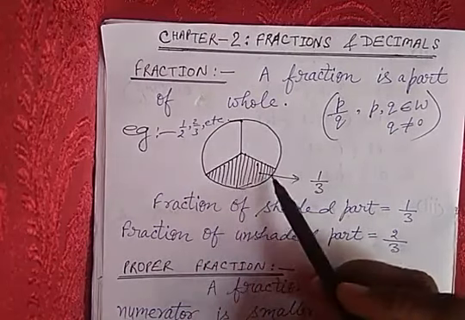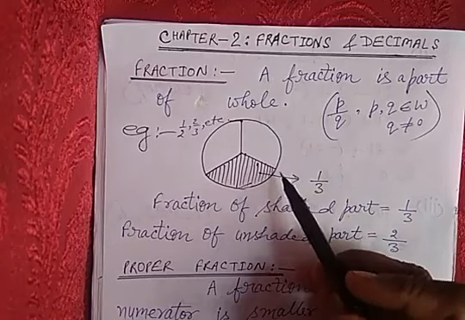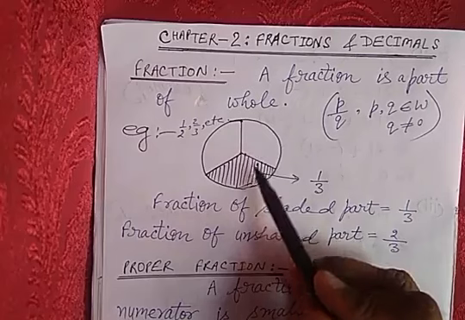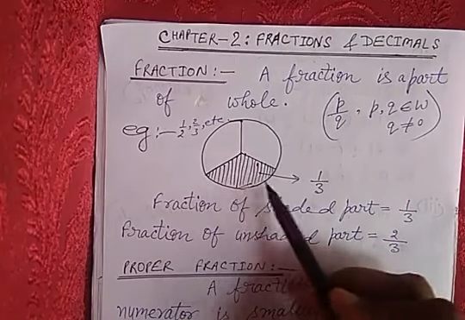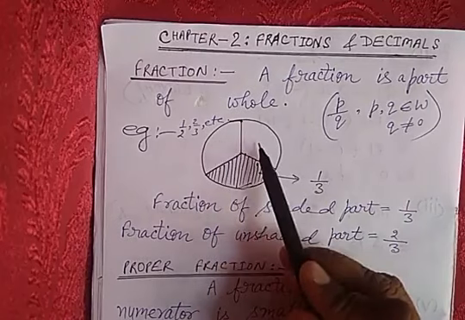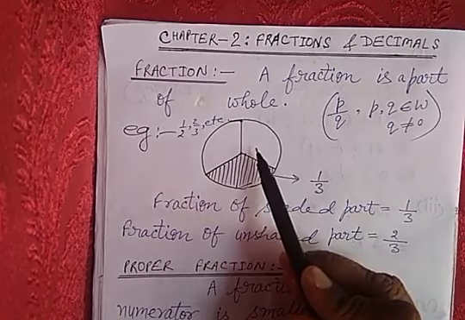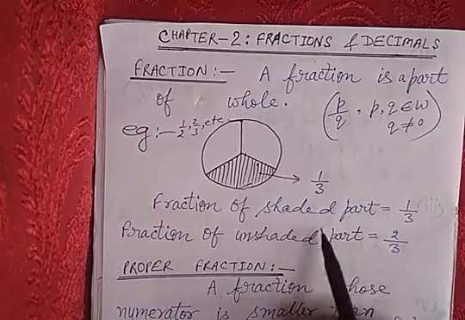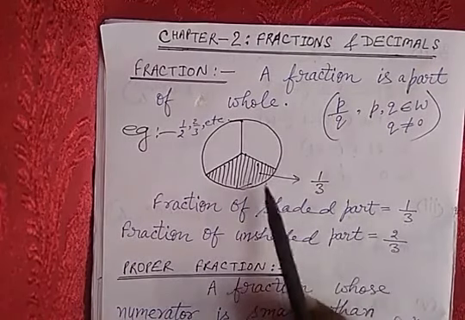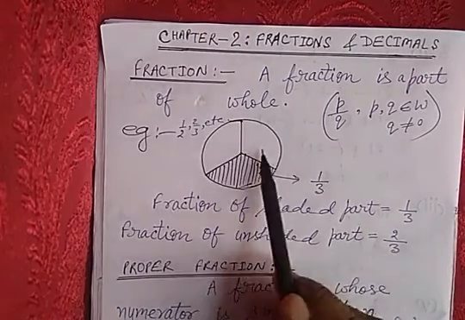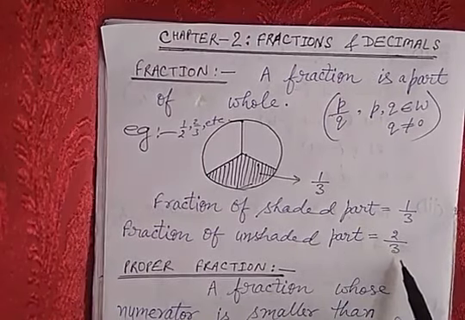Look at this figure, this is a circle. Total number of parts here is 3: 1, 2, 3. Number of shaded parts is 1. Number of unshaded parts is 2. And we have to represent it as a fraction. Fraction of shaded part is equal to 1 by 3. Fraction of unshaded part is equal to 2 upon 3.